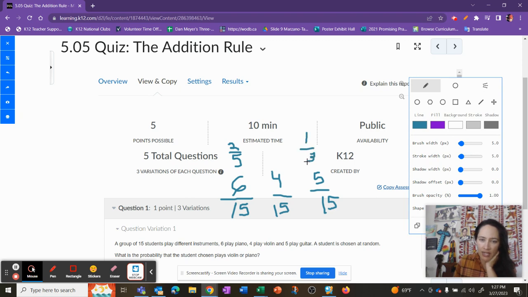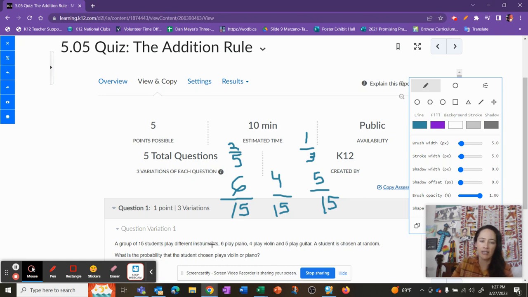We don't need to simplify in this case because we're going to add or subtract in the events. So we want that common denominator. We'll simplify at the very end. Whatever number, whatever variation you have, this is what you're doing. You're just saying, okay, 6 out of 15, 4 out of 15, 5 out of 15. We just set up the probabilities. This is not the same as a sample space.